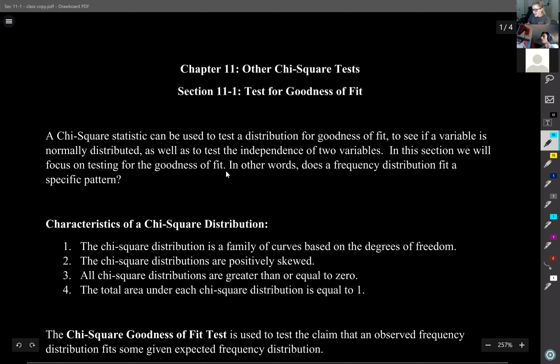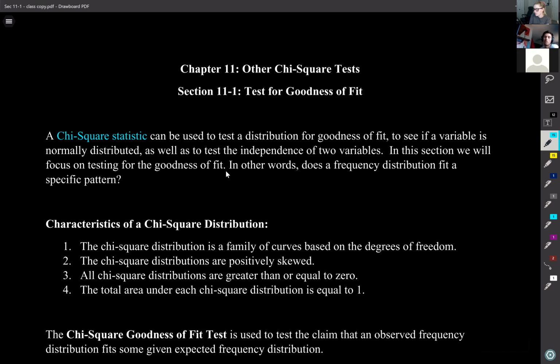First of all, it says that a chi-square statistic can be used to test a distribution for goodness of fit, so to see if a variable is normally distributed, as well as to test the independence of two variables. It has a few other uses, but in this section we're just focusing on testing for the goodness of fit. What does that mean for what we're doing? It means that we are testing to see if a frequency distribution fits a specific pattern. Might sound kind of weird, but I think an example will really show what we're talking about.